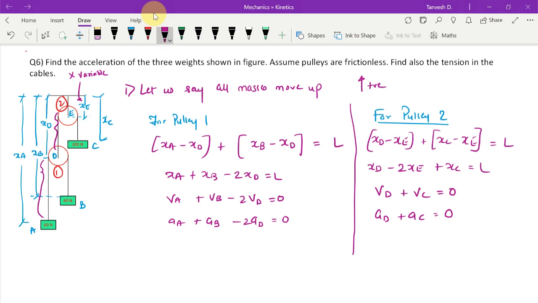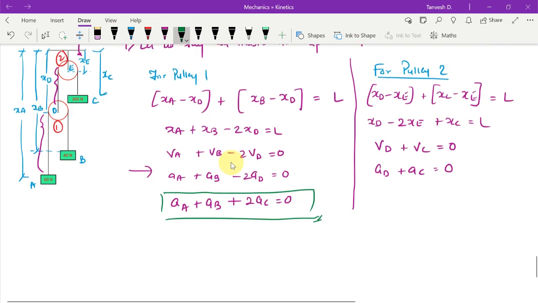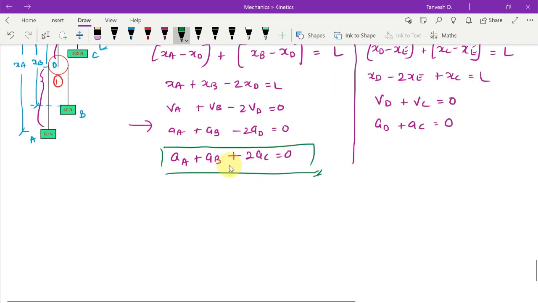Now remember that we are finding the acceleration of the weights. We do not want the acceleration of the pulley. So in this equation, instead of AD, I will substitute AC. So AD is equal to minus AC. So what I get is AA plus AB plus 2 times AC equals 0. This is the final equation that I will be getting, of all the masses. This is the equation for the acceleration of all the masses.